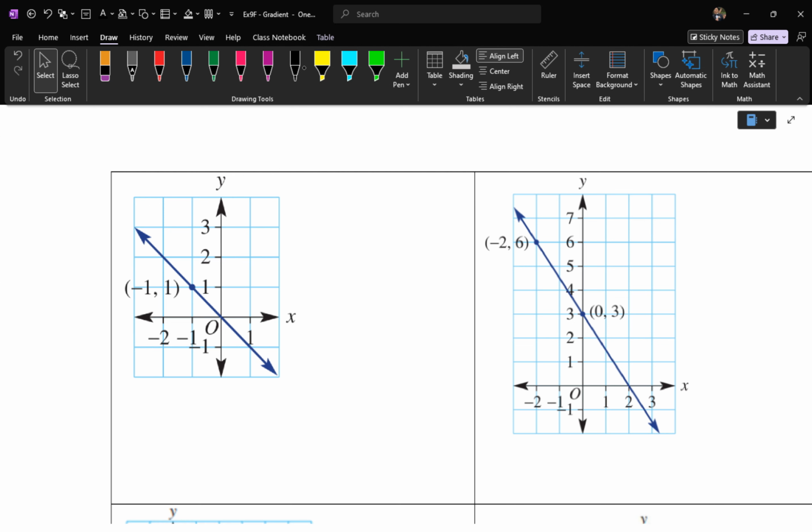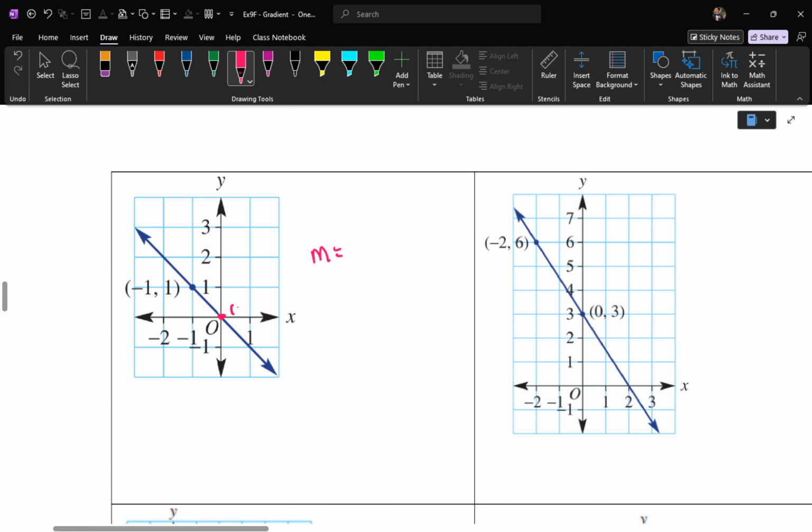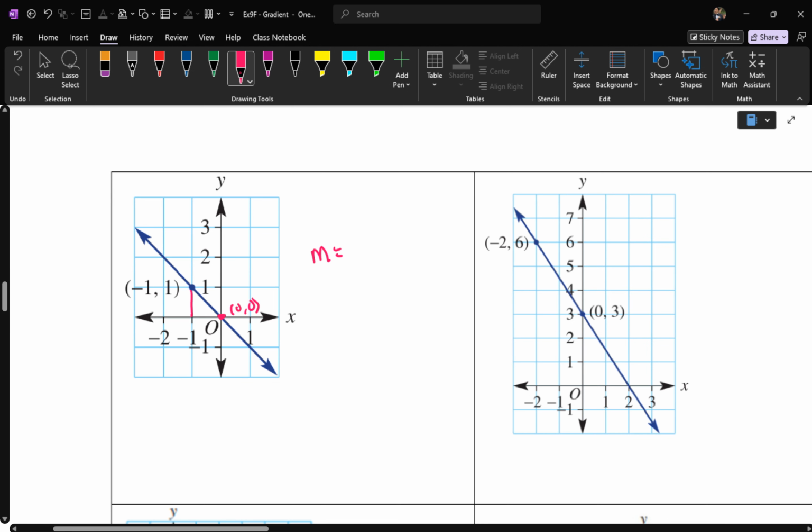Okay, so for the gradient of this one, just looking at it, I'm going to pick 2 points, and I can see here there's a 0, 0 coordinate. So it goes down 1, goes across 1. Notice I put a negative because I'm going down. So it's down, -1. So vertical distance is down 1. And then I had to go across 1. So when I go across 1, it's a positive 1. So -1 divided by 1 is -1. That's my gradient there. Okay, so every time you go across, it's always positive because you're moving to the right. Yeah, because we always move from left to right.